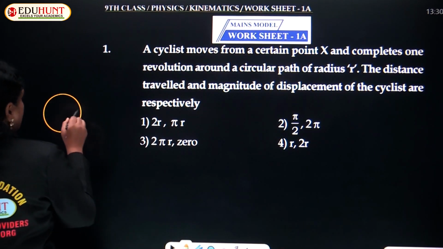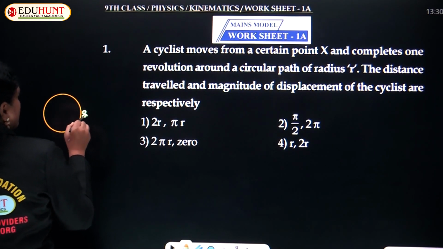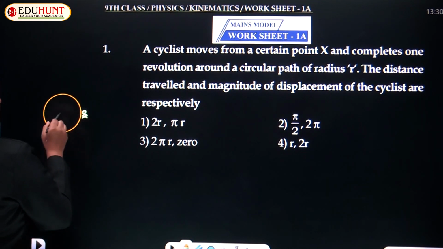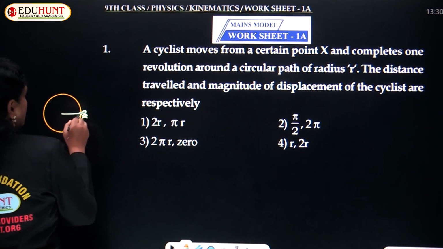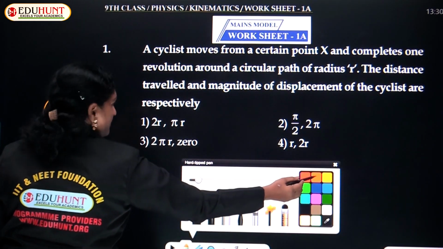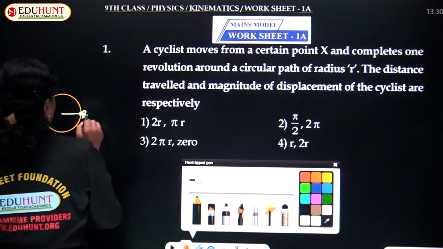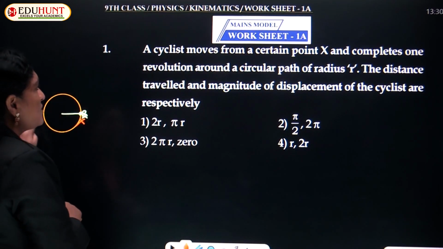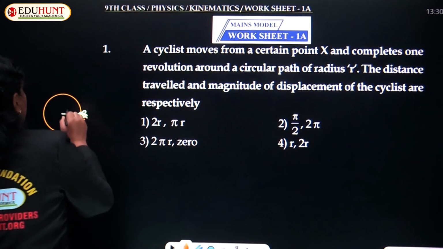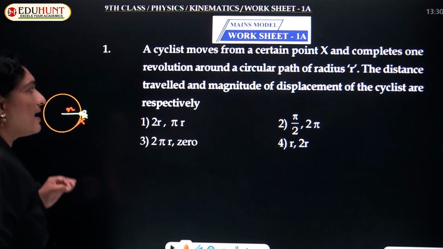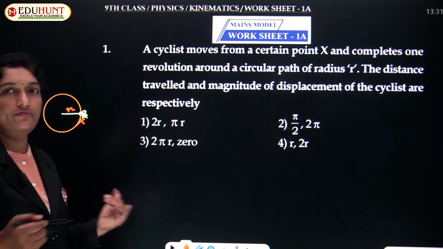So here is a cyclist. On his bicycle, a cyclist moves from a certain point X. Let us name this point as X. He completes one revolution around a circular path of radius R. Radius was given as R. The distance travelled and the magnitude of displacement.